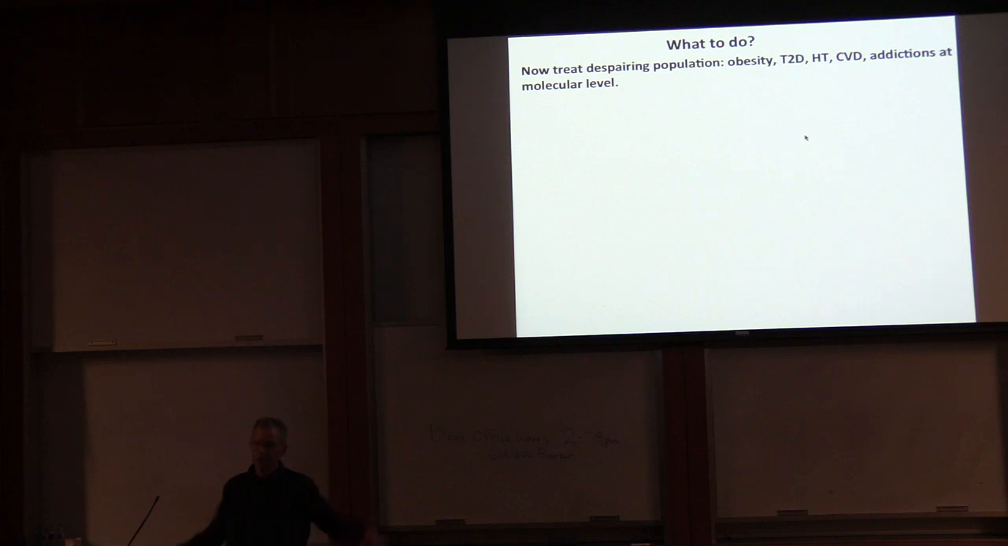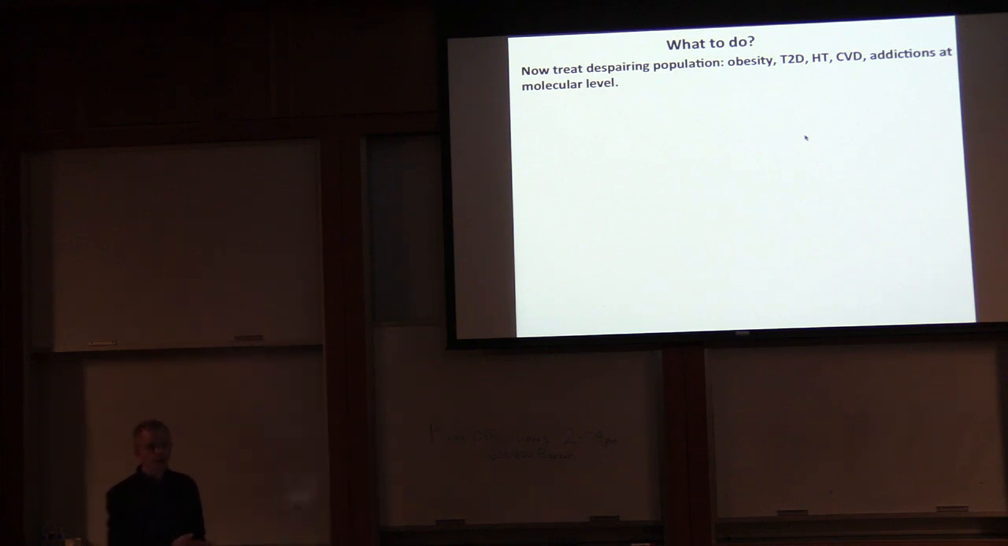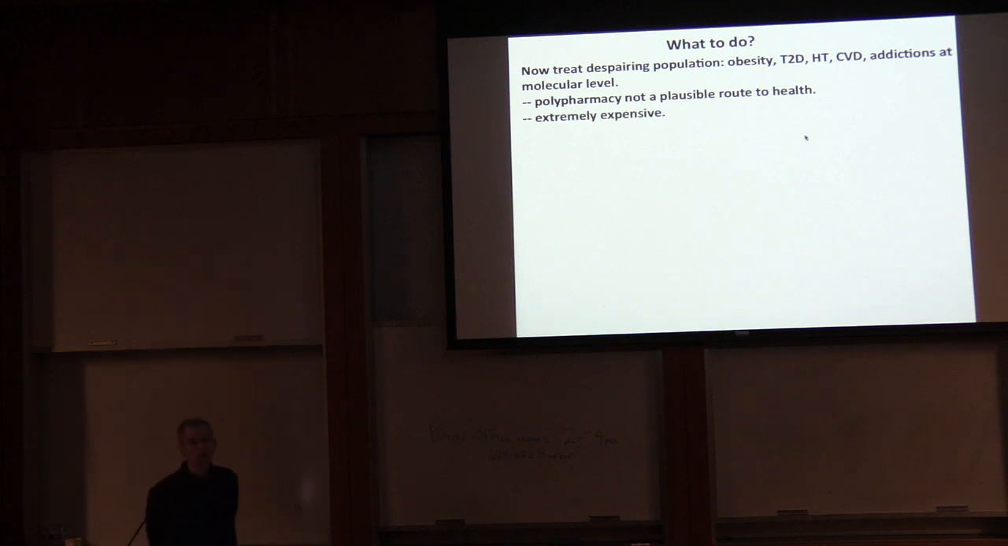And now we have these problems that originated 200 years ago that really aren't about these molecular levels, but we're trying to use drugs to treat them. And I say that this polypharmacy isn't even plausible as a route to health. And it's very expensive. If we could find a route to reasonable health that didn't involve this, we wouldn't be arguing and bickering about the cost of health care.